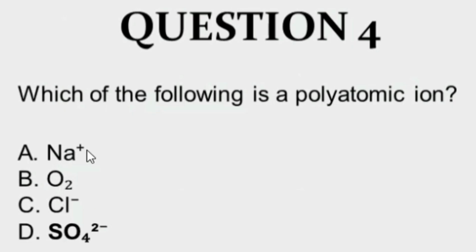So this is sodium ion. This is oxygen gas, a molecule. And this is chlorine ion, the chloride ion, okay? Chloride ion is monoatomic, okay? Now we look at this. It has sulfur, and then it has 4 atoms of oxygen. So this is many atoms here. So we call this poly what? Atomic what? Ion. It has a symbol of a charged particle.